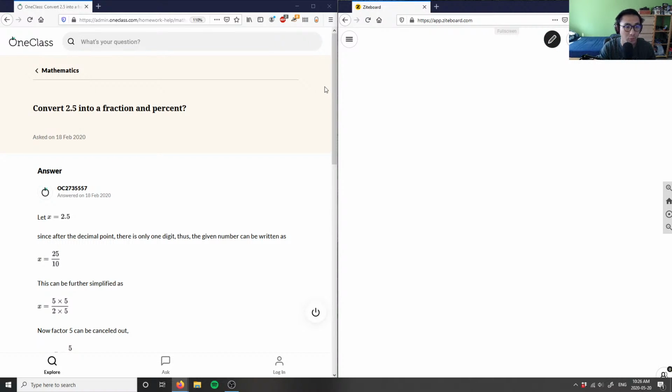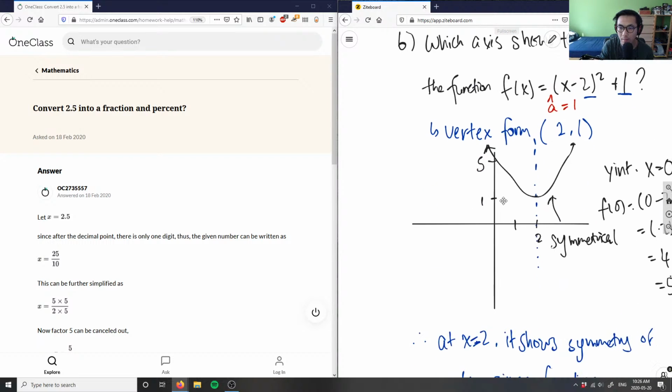It says convert 2.5 into a fraction and a percent. I think that's number 7, right? Yeah.